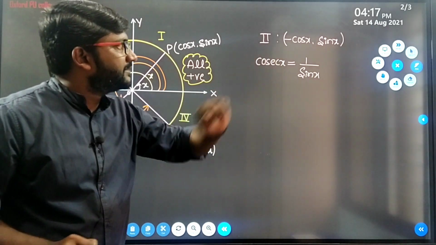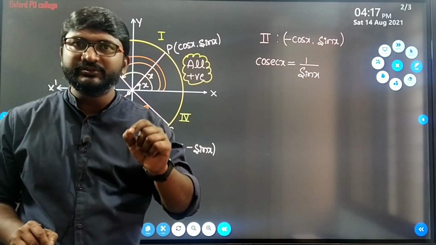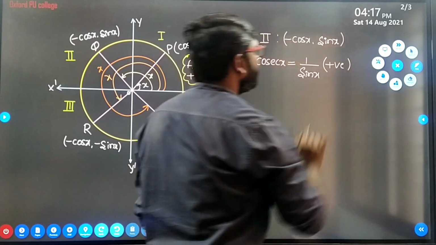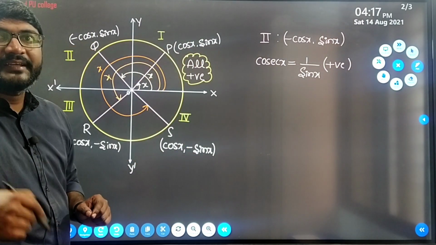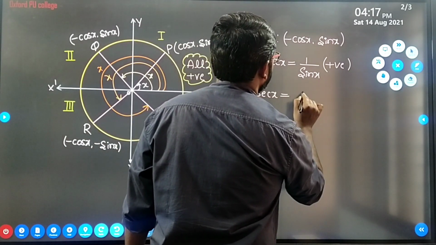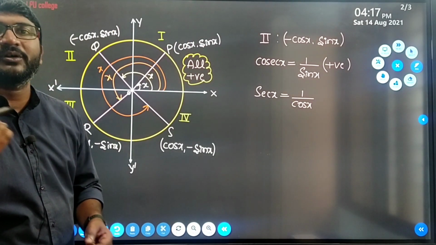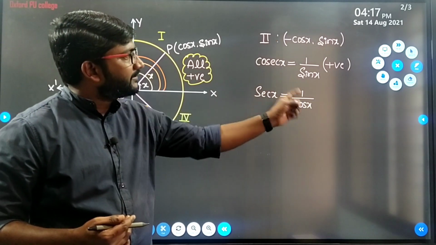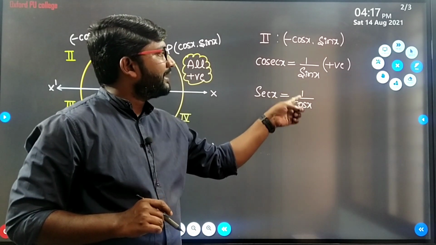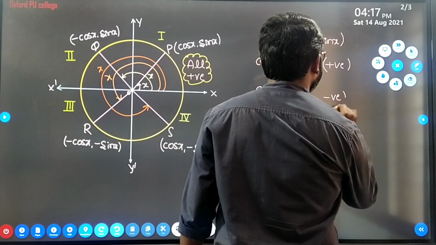Here sin x is positive. In the second quadrant, sin x is positive. That means cosecant x will also be positive. Yes, it has to be positive. Then next I will take secant x, which is equal to 1 divided by cos x. Secant x is nothing but the reciprocal of cos x. So here in the second quadrant, cos x is negative. Now see here, positive by negative will be negative. So secant x becomes negative in the second quadrant.